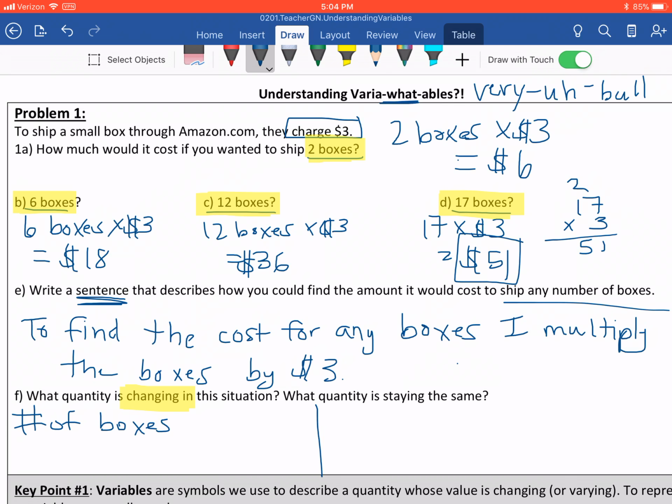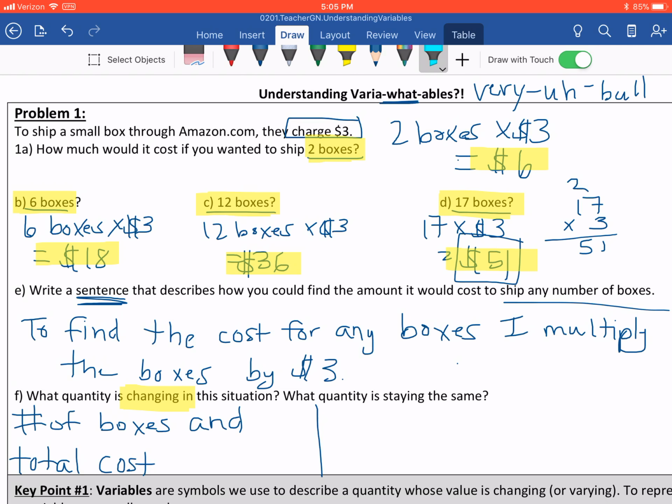But that also wasn't the only thing changing. When I look at my problems again, I see another thing that's changing. On each of these, I also had a different amount for my answer. And these numbers here represented the total cost. So it's the number of boxes and the total cost. So there are 2 things that are changing, the number of boxes and the total cost.